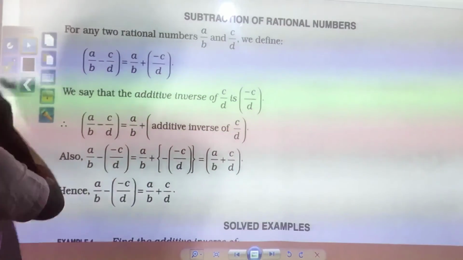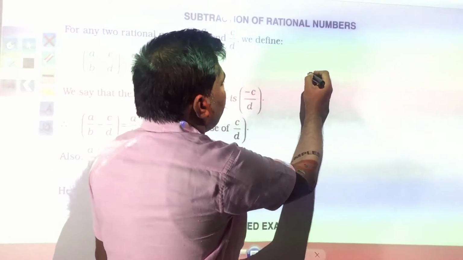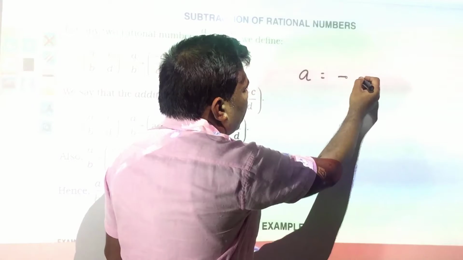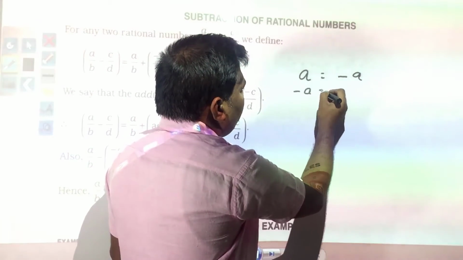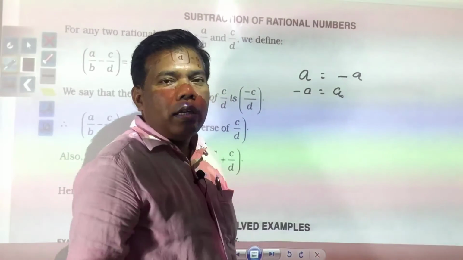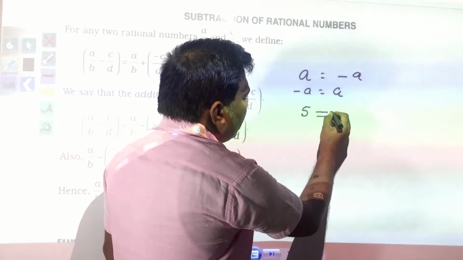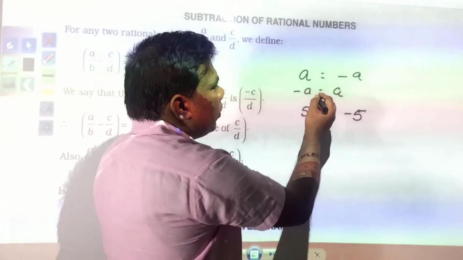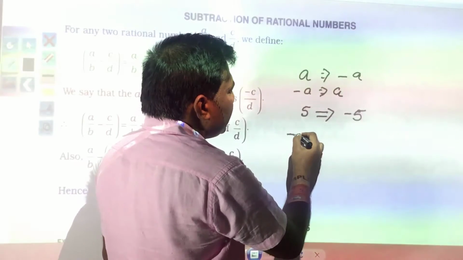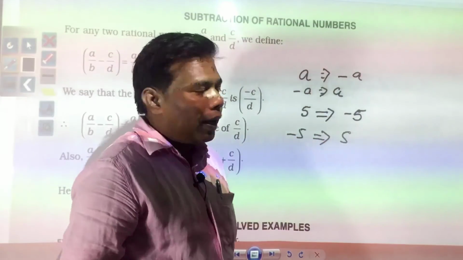Here you need to understand additive inverse, which you have already done. Suppose the additive inverse of a will be equal to minus a, the additive inverse of minus a will be a. The additive inverse of 5 will be minus 5, and the additive inverse of minus 5 will be what? 5. That we have already learnt.